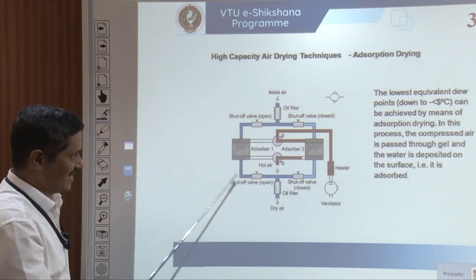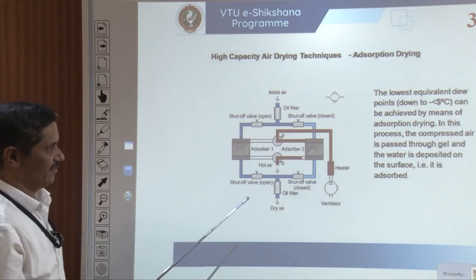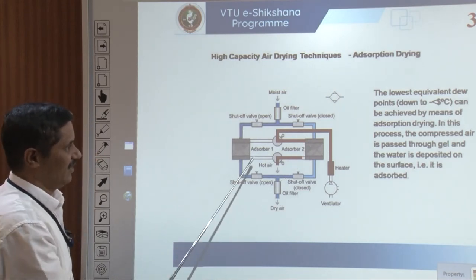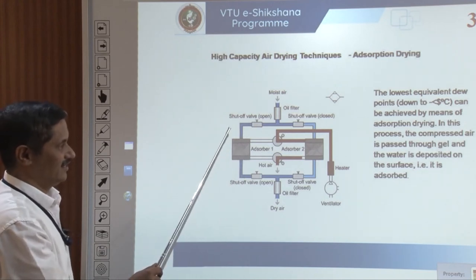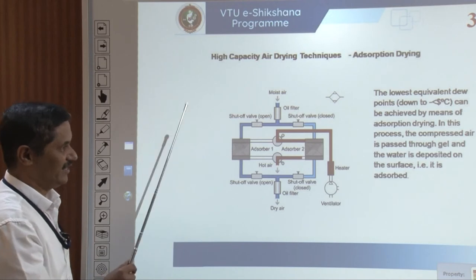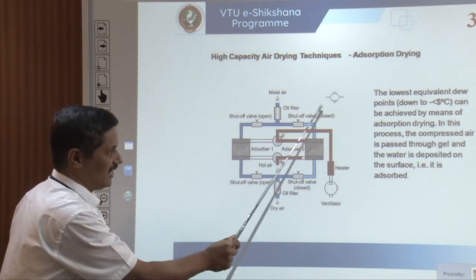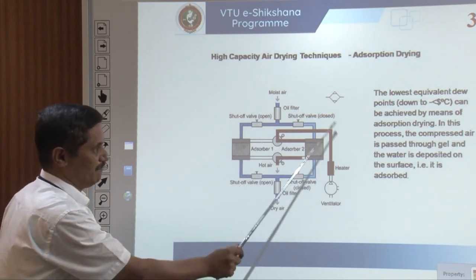Once this is saturated, we automatically switch to the other side. This side will be taken for heating. They heat it and remove the moisture, drying out all the elements within the vessel. So in the second half cycle, this will supply the air.